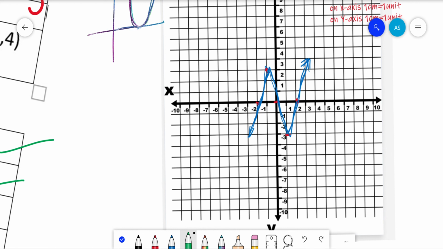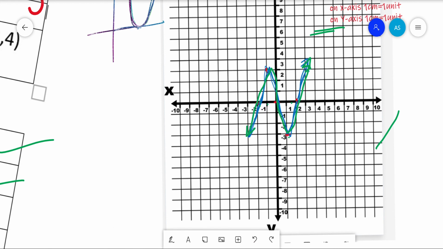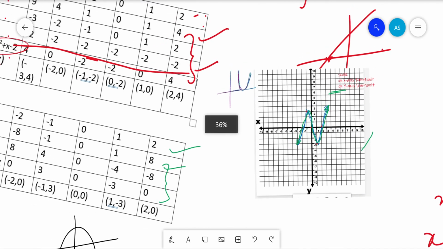See here, the points are minus 2 comma 0, then minus 1 comma 3, next 0 comma 0, 1 comma minus 3 and 2 comma 0. So the graph of this is an n-shaped curve like this. It is an extended graph, we can extend. If more points are plotted, you will get the graph like this. And the scale is compulsory. Scale on the x-axis is 1 centimeter is equal to 1 unit and on the y-axis 1 centimeter is equal to 1 unit. Scale is also very important.